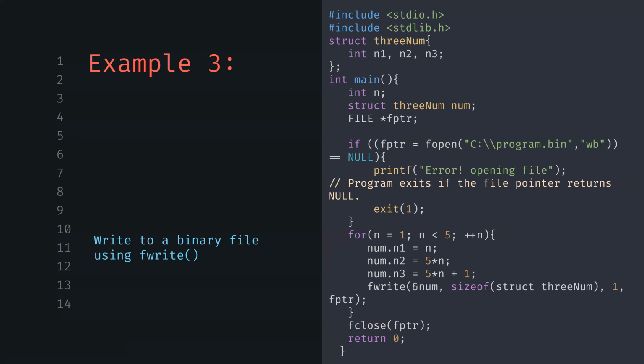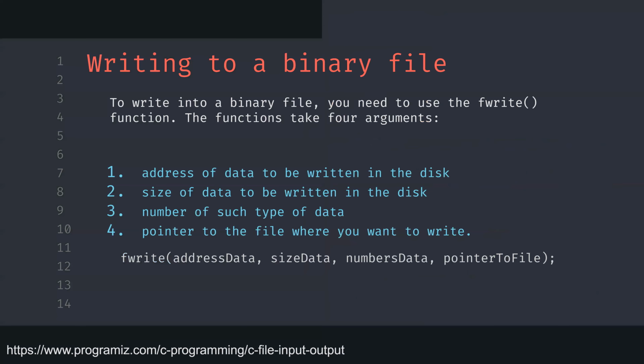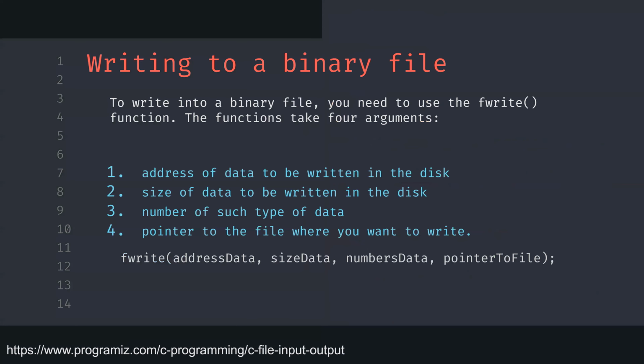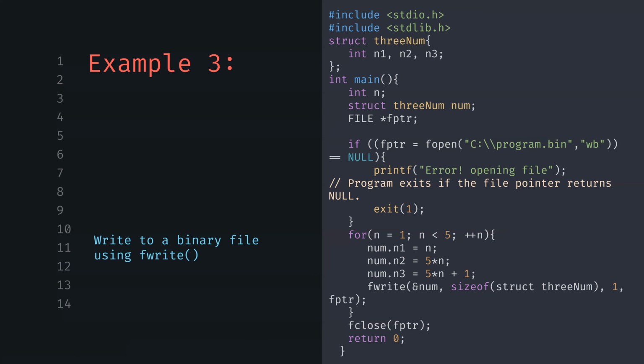Through fwrite, it has 4 arguments. The first one is the address of the data, so address means our structure, num. Then the size of the data. We can use the sizeof function, and we have passed the structure, sizeof(struct num).